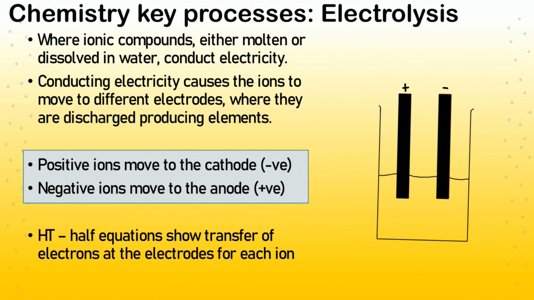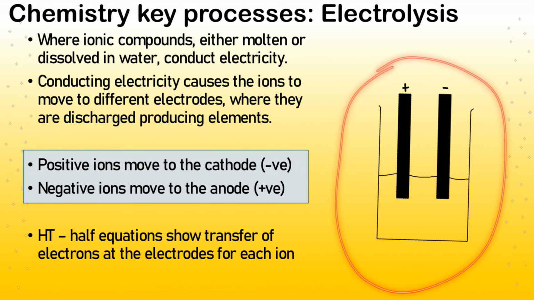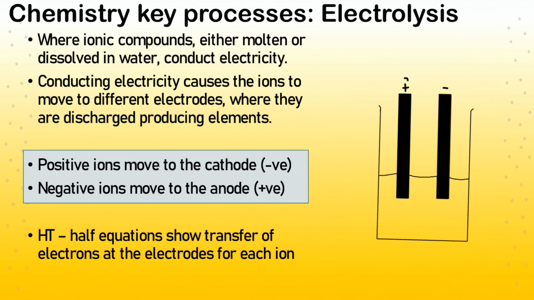But when they conduct electricity, what they do is they cause the ions to move to different electrodes where they're discharged, producing elements. And so you can see here, a really basic diagram. We've got a positive electrode here, and we've got a negative electrode. The positive electrode is called the anode, and the negative electrode is called the cathode. Poor old cath, is always so negative.